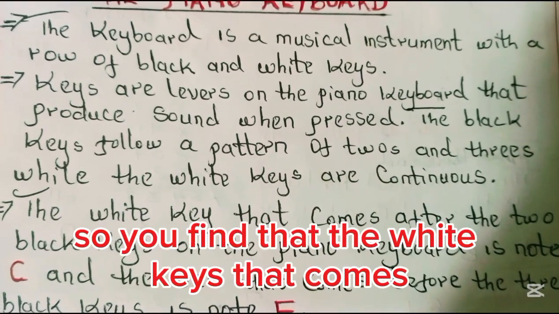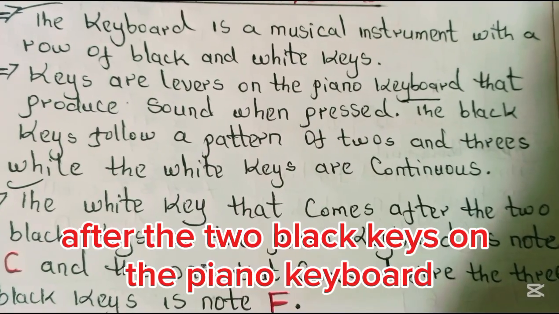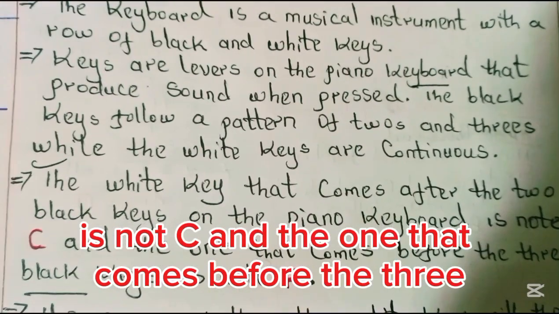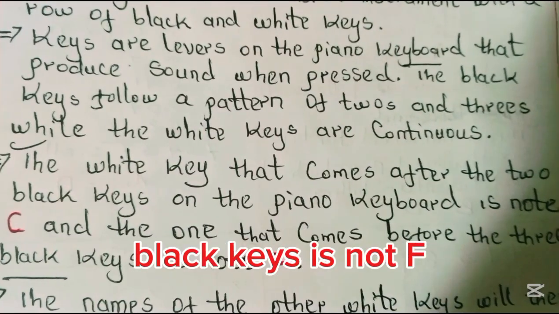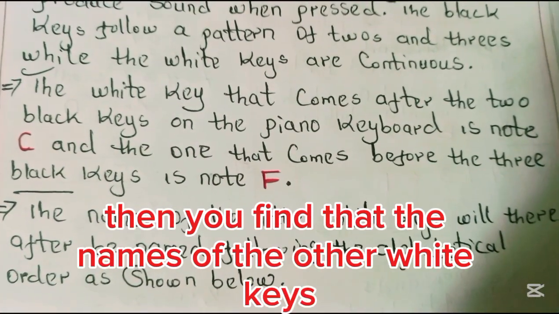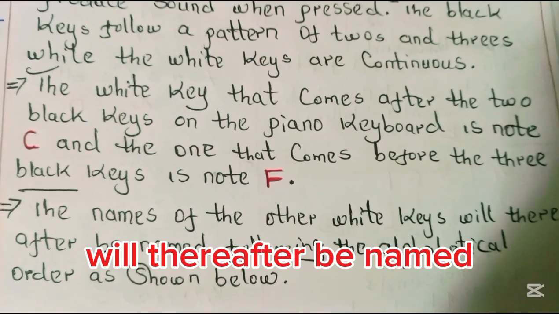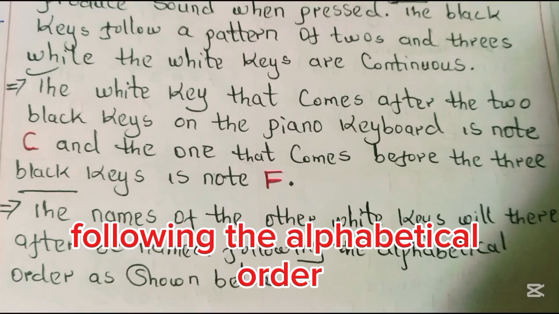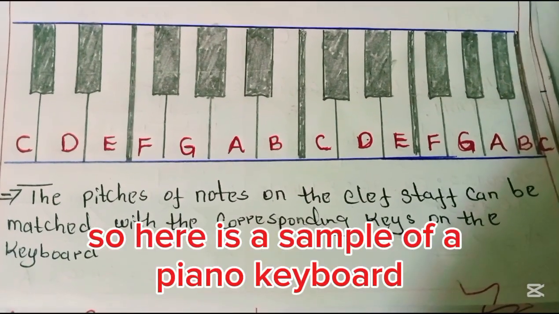So you find that the white key that comes after the 2 black keys on the piano keyboard is note C, and the one that comes before the 3 black keys is note F. Then the names of the other white keys will thereafter follow the alphabetical order, as shown below. So here is a sample of a piano keyboard.